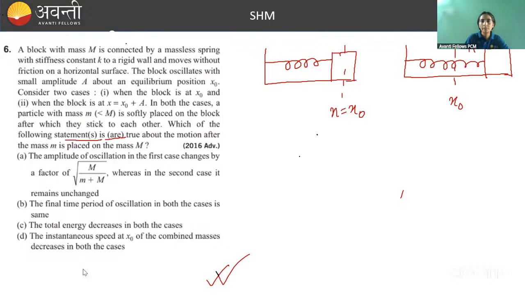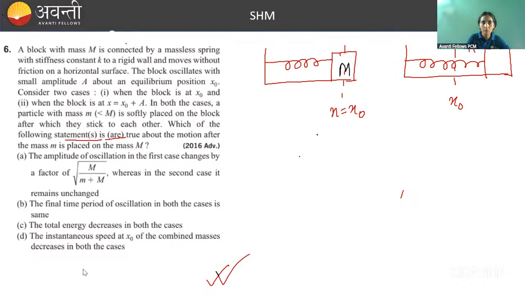So let's do this question. Let's understand it first. There is a block of mass M here, and that is connected with a massless spring of spring constant k that is given in the question. The block's equilibrium position is x equal to x naught. It is performing SHM with amplitude A.